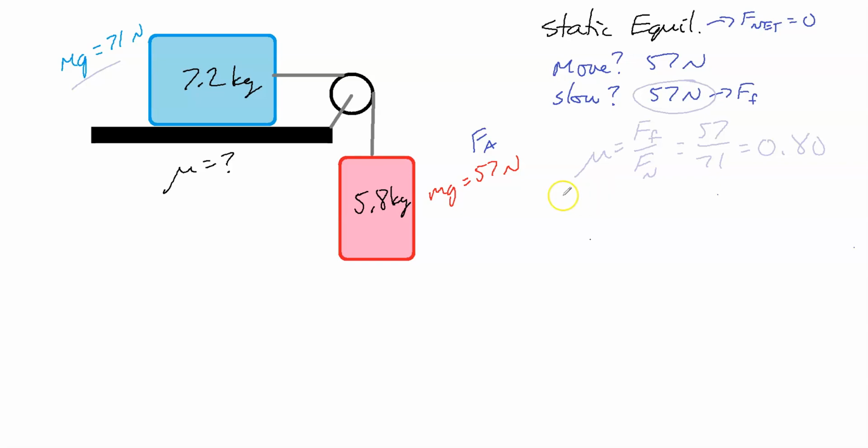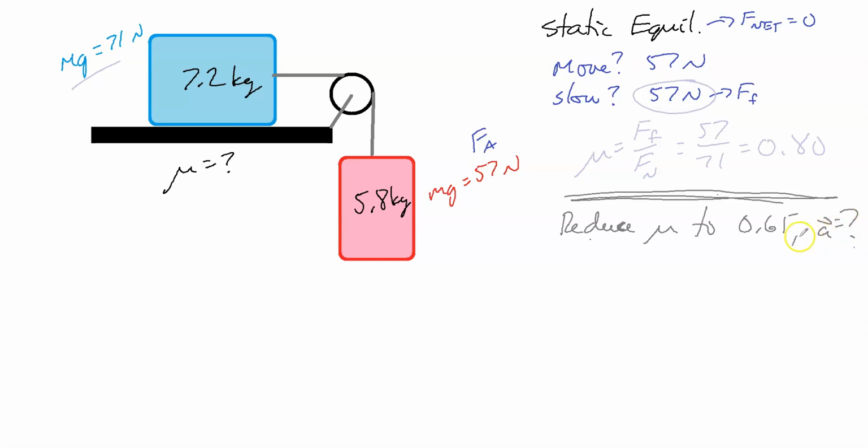All right, so let's modify this again so we can do some more stuff. Let's take that coefficient of friction and reduce it. Reduce the coefficient of friction to 0.65. So now what would the acceleration be? Okay, so I know it's going to move. So I'm going to ask myself the same questions I typically do. How much is trying to move it? Well, for me, that's still that 57 newtons. That hasn't changed at all.